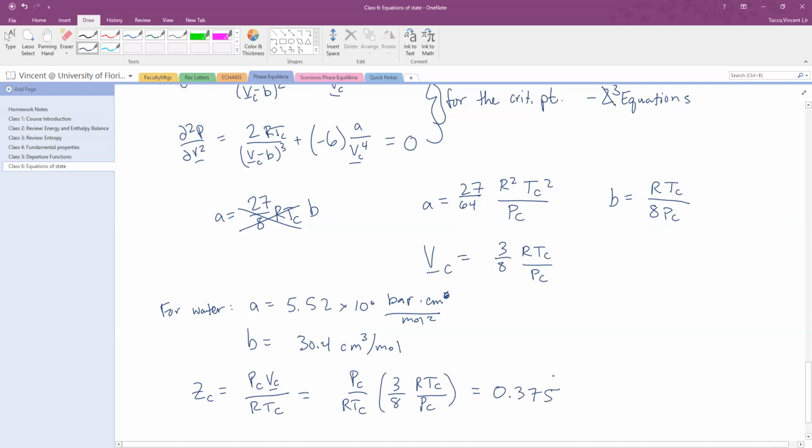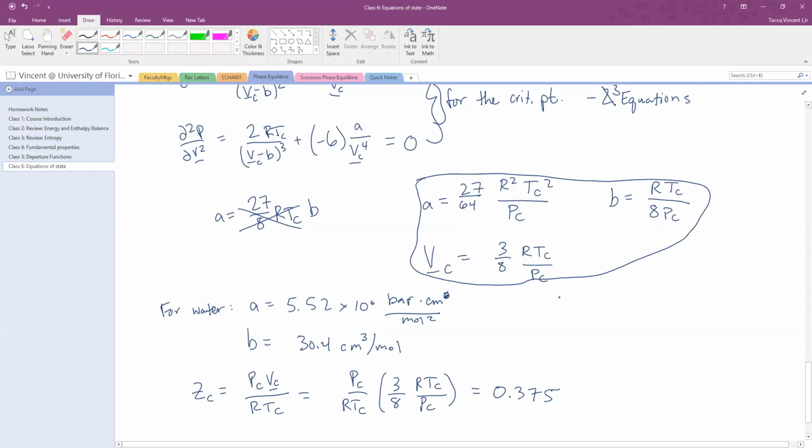So this illustrates how the values of A and B, by the way, these values of A, B, and VC, these are not just good for water. These are good for any compounds that obey the van der Waals equations of state.